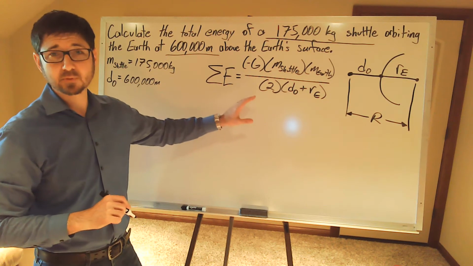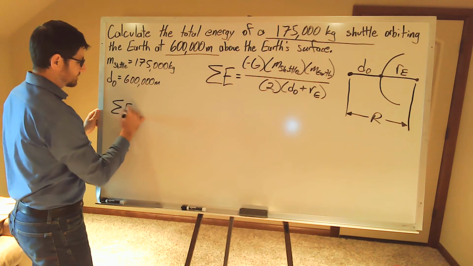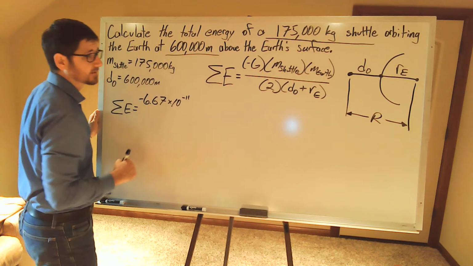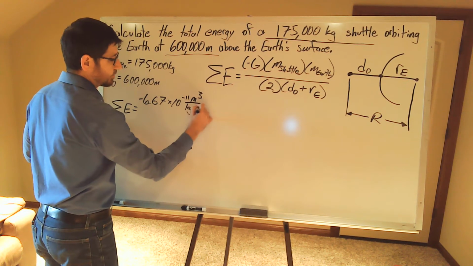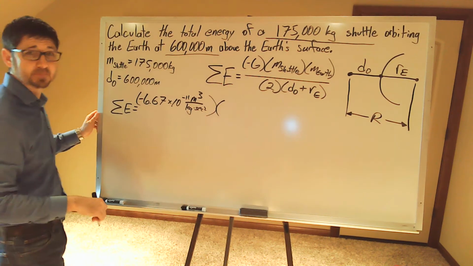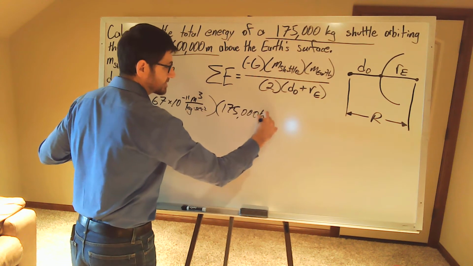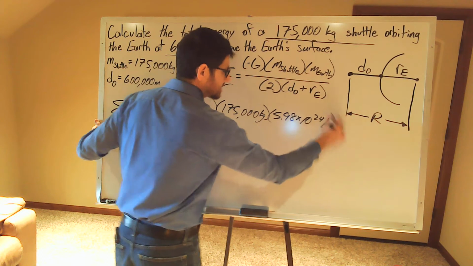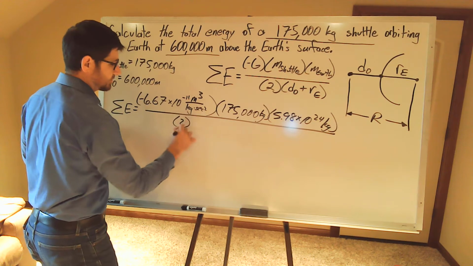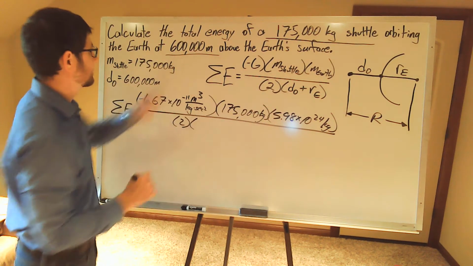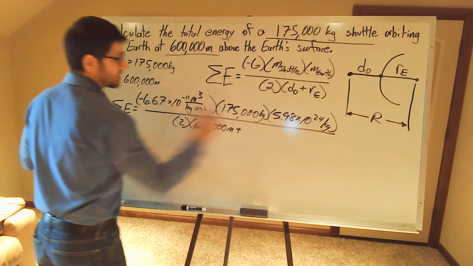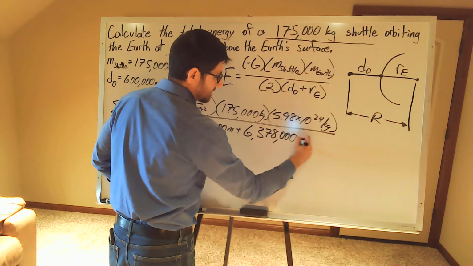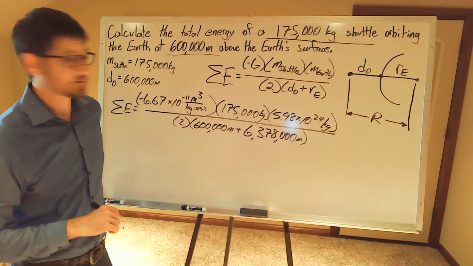So from here, we can plug in some values. The total energy of our system is a negative 6.67 times 10 to the negative 11th. Our units are meters cubed per kilograms second squared. Then we have the mass of the space shuttle, 175,000 kilograms. And the mass of the Earth is 5.98 times 10 to the 24th kilograms. And we're going to divide this by 2 times d sub 0, my altitude, which is given as 600,000 meters, plus the radius of the Earth, which is 6,378,000 meters.